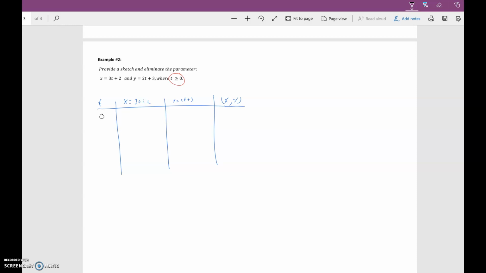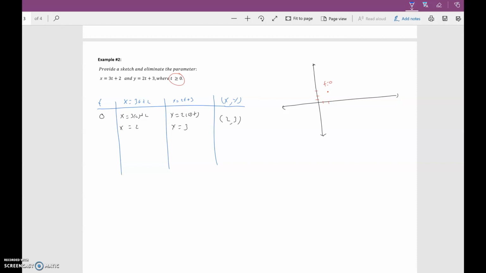So the minimum is going to be at 0. So x is equal to 3 times 0 plus 2, which is equal to 2. And then your y value is 2 times 0 plus 3, so y is equal to 3. The coordinate point is going to be 2, 3. So this is going to be our first coordinate point, at which t is equal to 0.